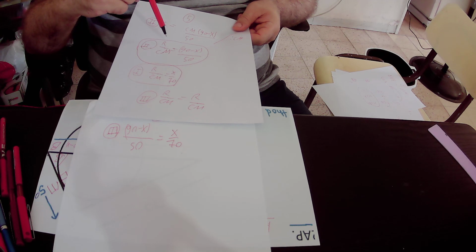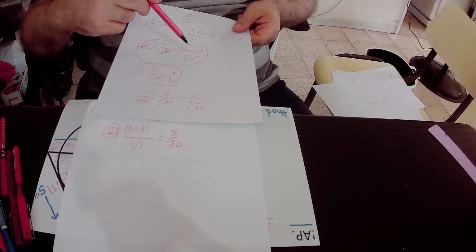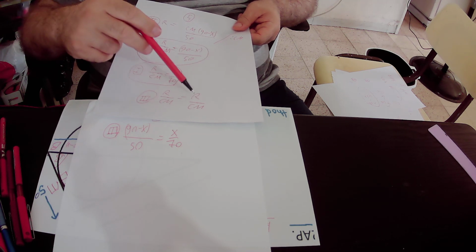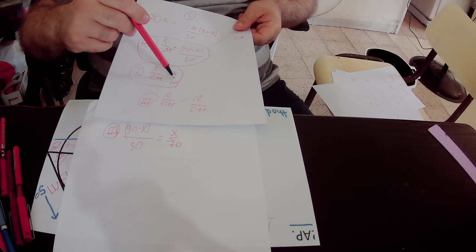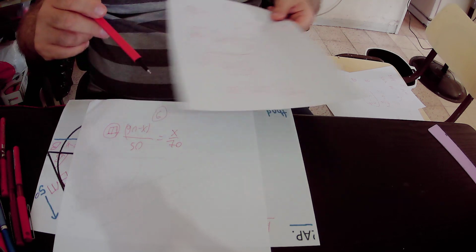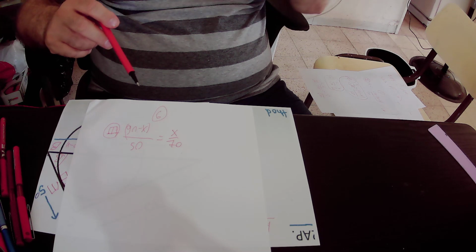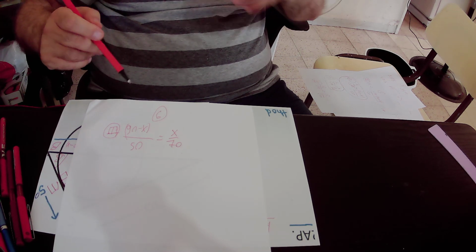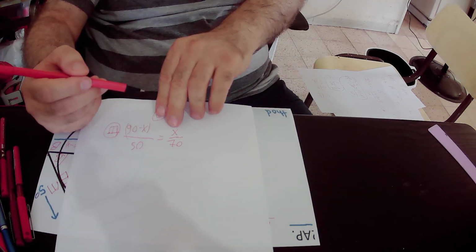So we substituted R over Cm here by the value of R over Cm in the second equation, and we substituted R over Cm by the value of R over Cm in the first equation, that is to say X over 70. Okay, so we got the equation that 90 minus X over 50 equals X over 70.